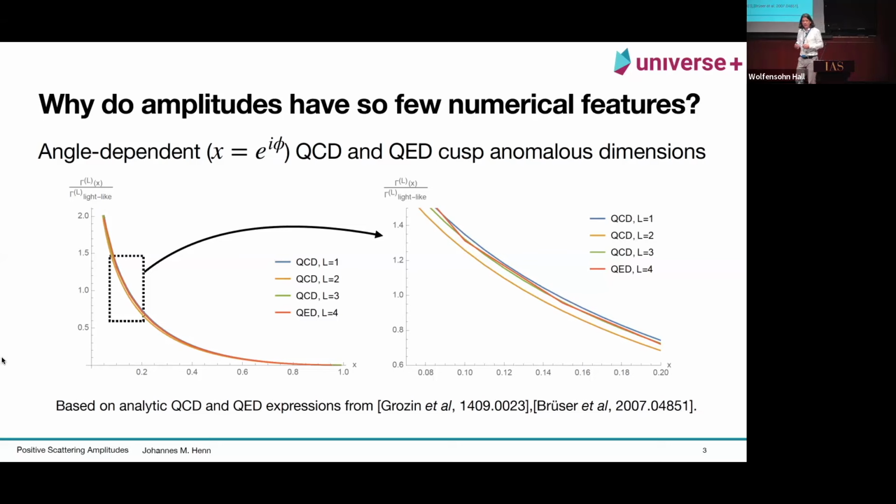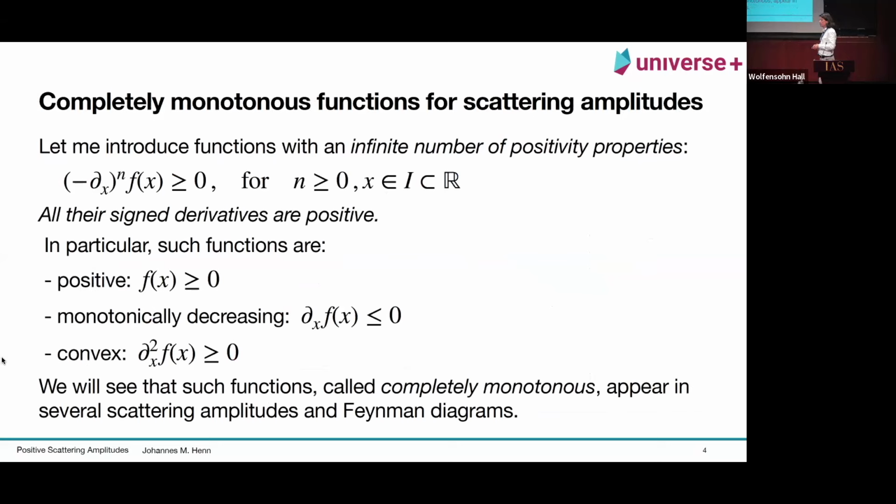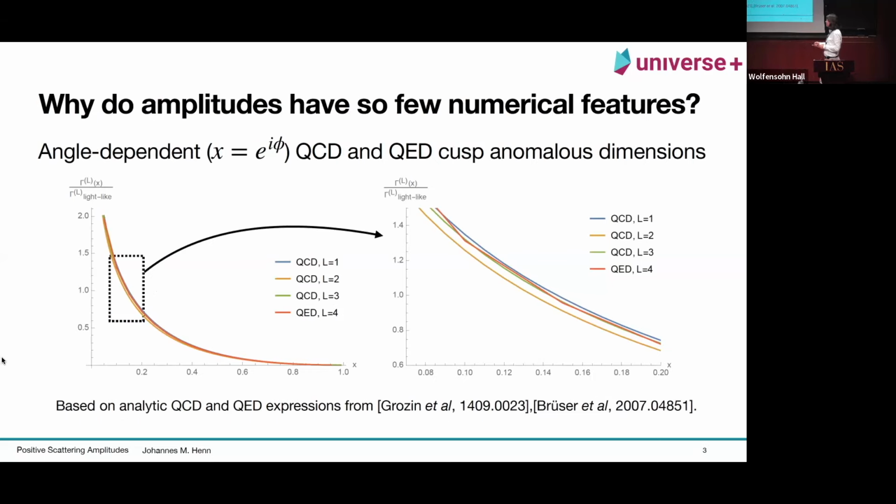So in this talk, I'm going to propose a mathematical property of some functions, which is supposed to explain what's going on here. Let's now switch gears for a moment and let me just define something. I'd like to talk about a class of functions called completely monotonic functions. So what are they going to be? We see from this plot that these are all positive functions.